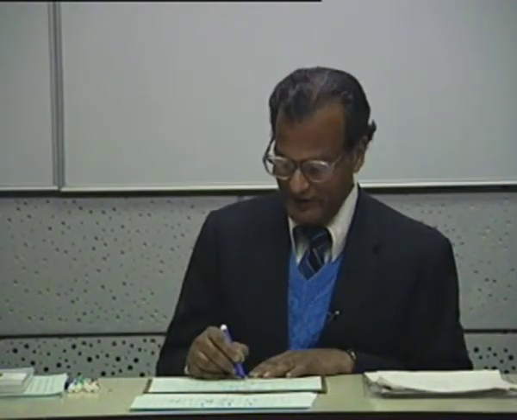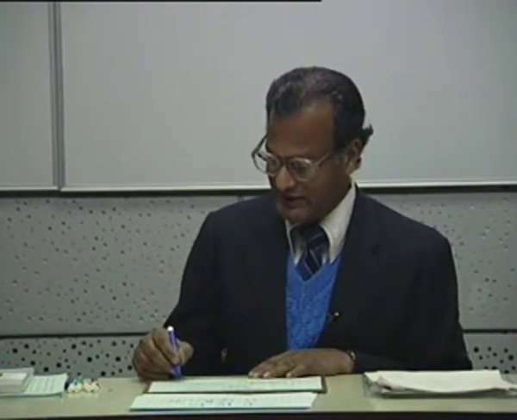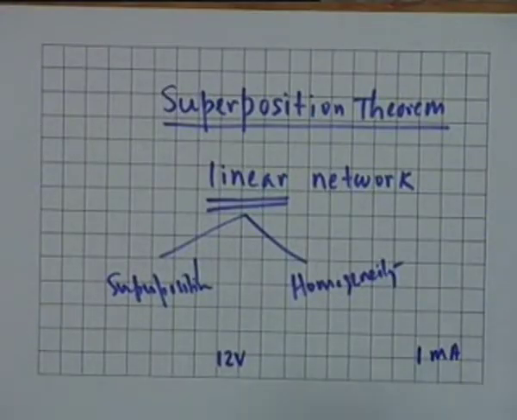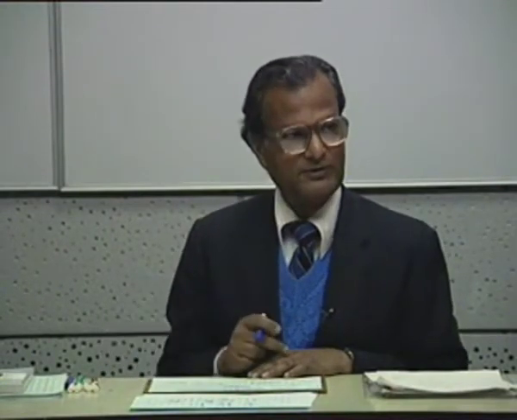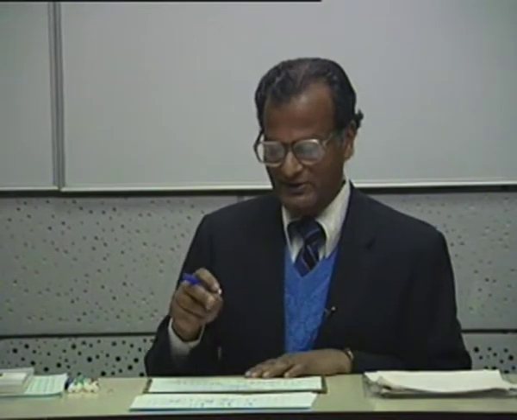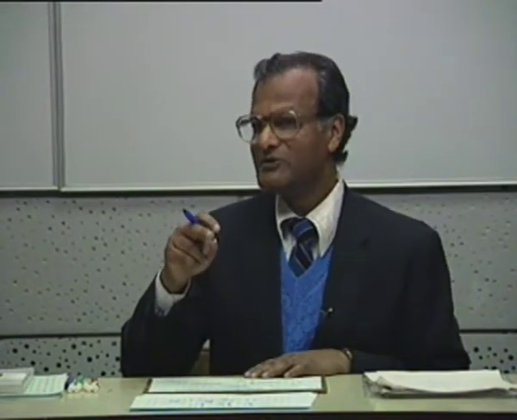For example, if a 12 volt source gives rise to, let us say, 1 milliampere at a certain point in the network, then 24 volts should give rise to 2 milliamperes. This is called homogeneity, and linearity implies both. So a zero source or zero excitation should lead to zero response, which means that not only is the relationship linear, but the straight line must pass through the origin.